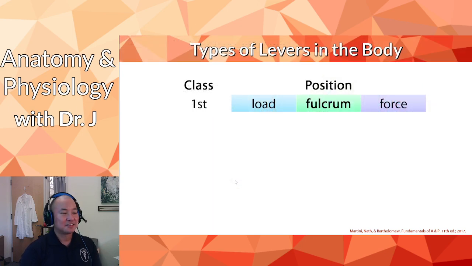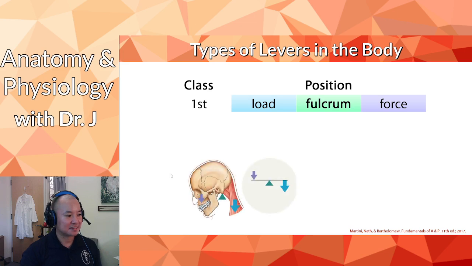So putting it all together. First class lever, this is like a seesaw or pry bar, in which you have the fulcrum in the middle, the weight on one end, and the force on the other end. The force, by pulling and applying its force, helps to move the other side in the opposite direction. So here's an example, like your neck joint, your atlanto-occipital joint. One skull, first class lever.